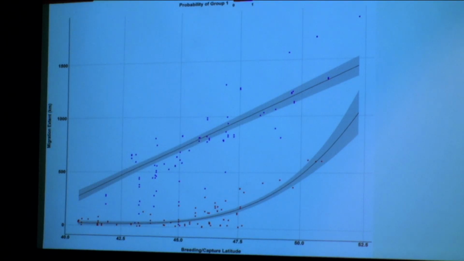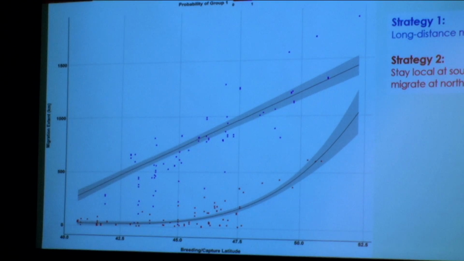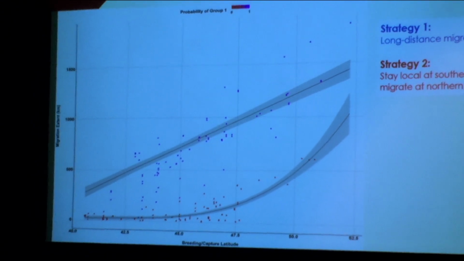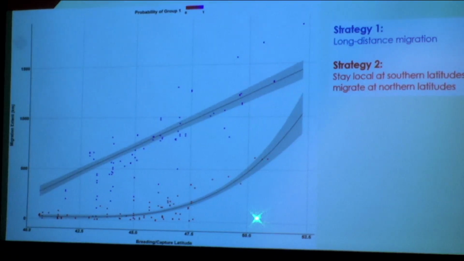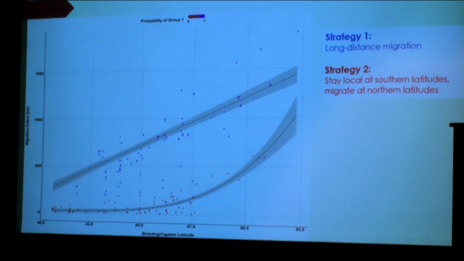So we fit these models that allowed us to categorize or classify each individual according to one of these two tactics. So whether they were migrating a longer distance or they're trying to stay local. And we think what's happening here is that some individuals are able to find open water during the winter. Even if they're farther north, there might be rivers that are open or lakes with aerators that are keeping the water open so it's not freezing over.